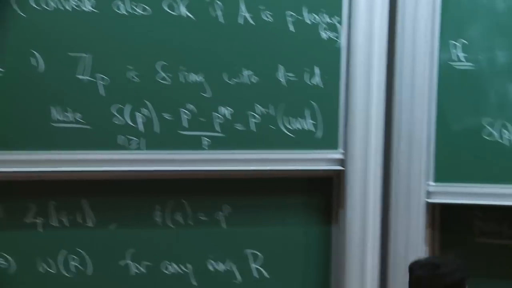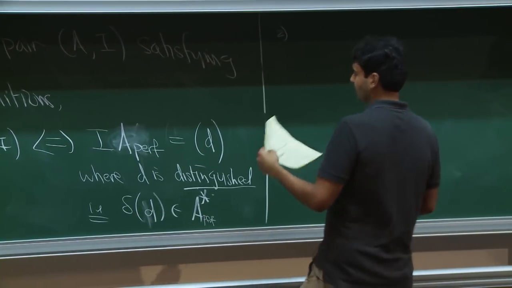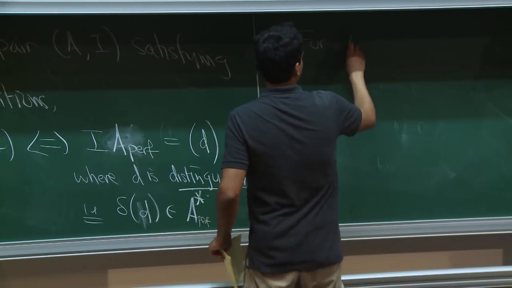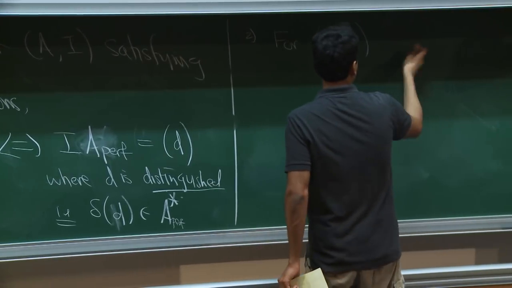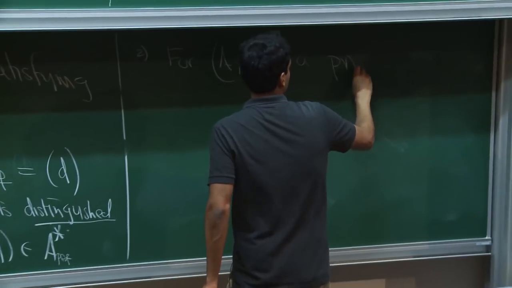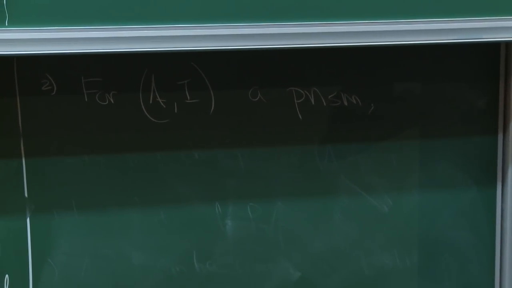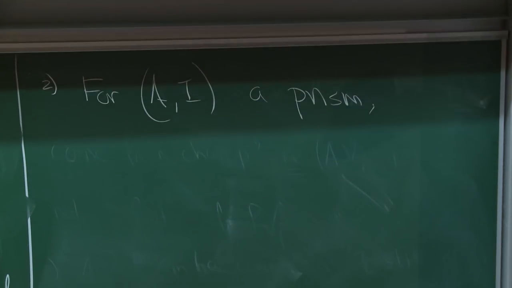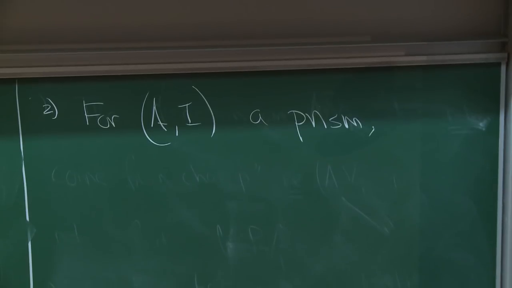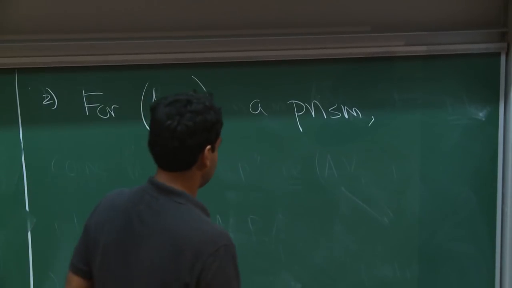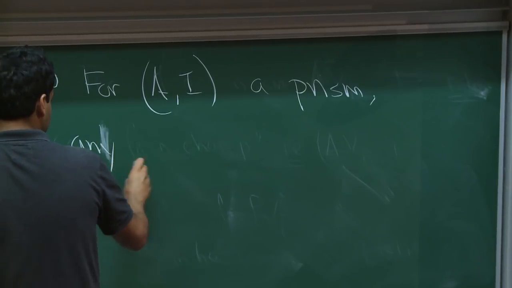Yeah, I'll explain. Right, so for, if I give you a prism, then... I was trying not to lift this. Is that okay? Okay. So for a pair (A, I) being a prism, somehow any local generator of I has to be distinguished.